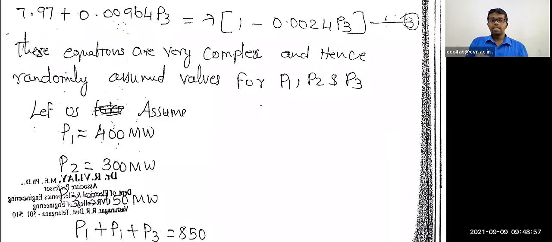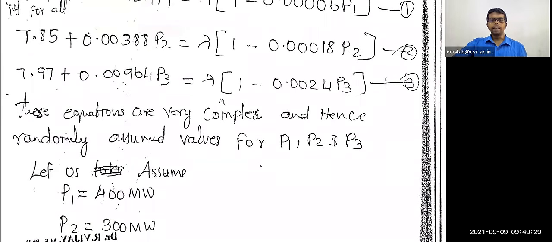In a practical case, as I already said, from the installed capacity of the generating units, we can easily assume these values. But ensure that it should satisfy the power demand, whatever the power demand given in the problem. What is the power demand given in the problem? That is 850 megawatt. So we have to check that it satisfies the 850 megawatt. That's all. Next. So we have assumed certain values.